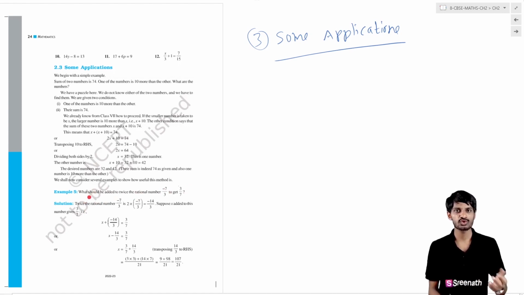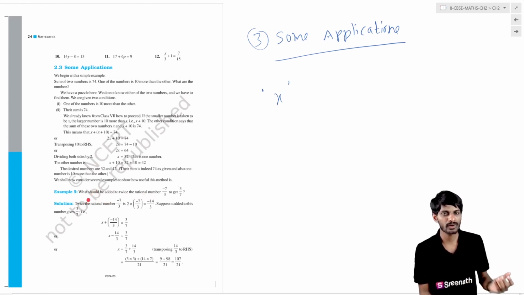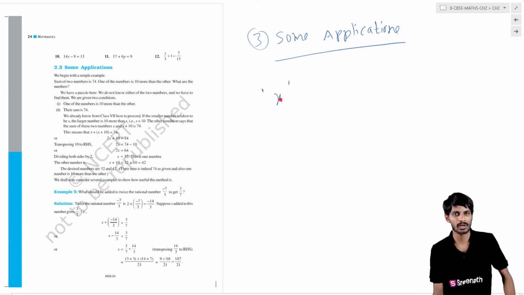So our aim is to find one number, one variable. That is what should be added. What is that variable? We don't know what it is, so let us assume that variable to be x. What should be added to twice the rational number? That means we have to find the sum number. We don't know that number. Let us assume that number be x.